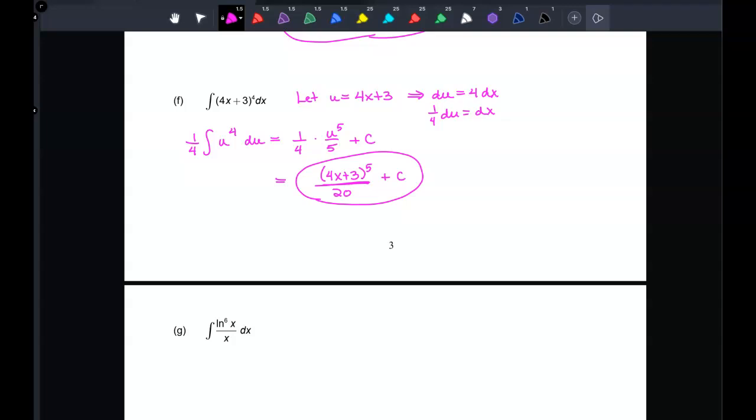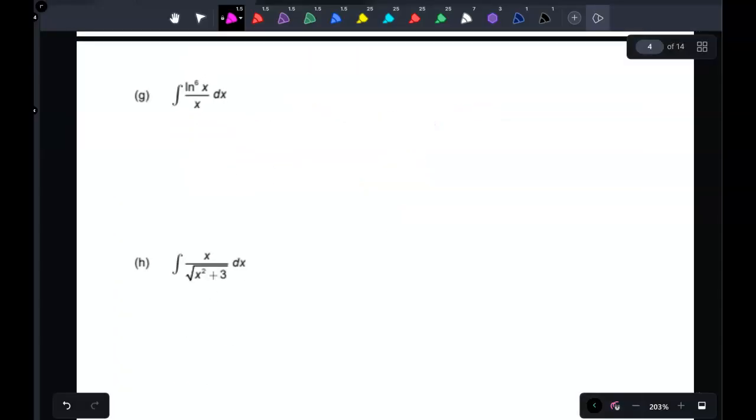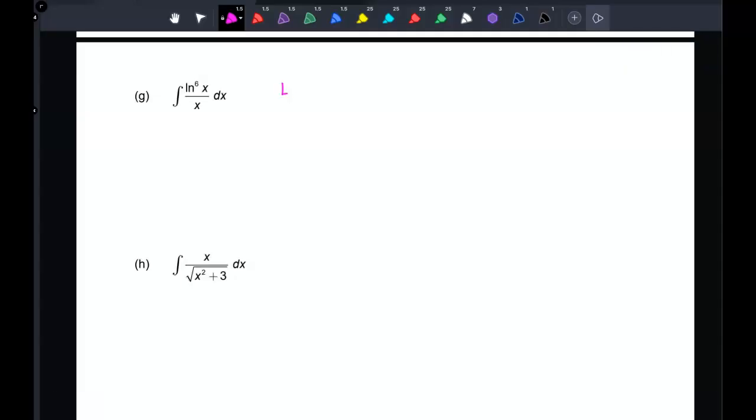Okay. Natural log of x to the 6 all over x. What do you think we're going to make u equal to? Natural log of x. Are we good now on that one? How do you know that? Because the 6 acts as an exponent. Because when the 6 is written this way, it's really natural log of x all to the 6th power.